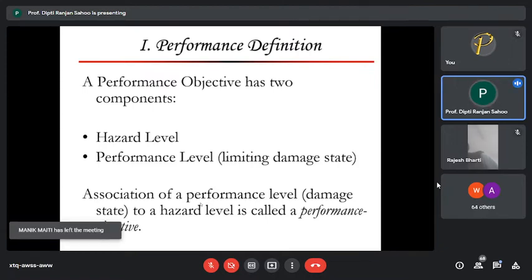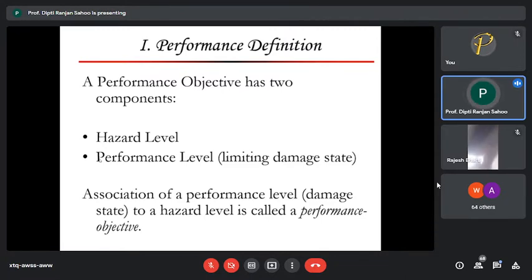So when I associate a performance level to a hazard level, that means for a particular earthquake of this return period, my structure should not get damaged to that extent. That statement I call the performance objective. And the whole performance-based design is based on that. You are clear what you are actually doing.